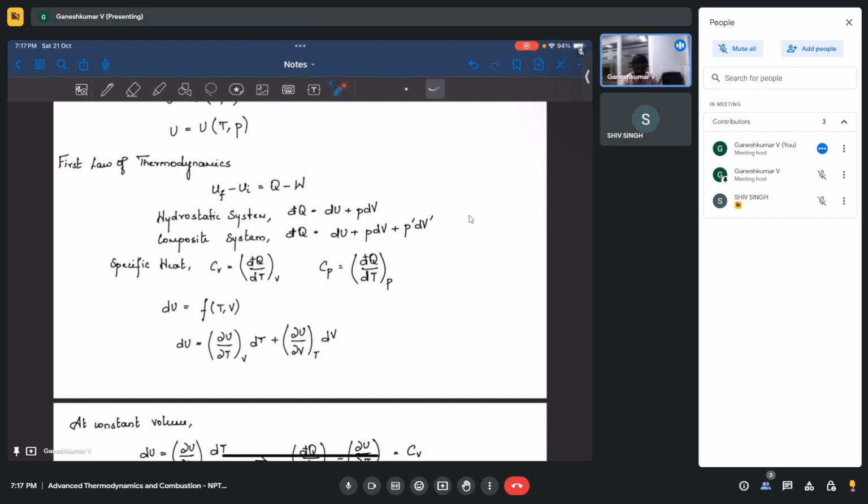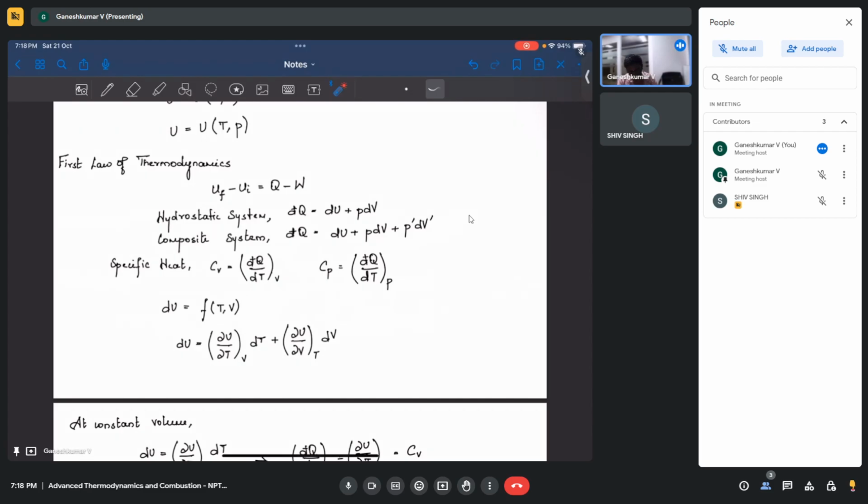Okay. And for a hydrostatic system, we will write something like this. For a composite system, let's say you have one system and a second system, two hydrostatic systems, and in between there is a piston or some wall which can move. Then there are two kinds of PdV work you are doing. That's why we have additional work terms.